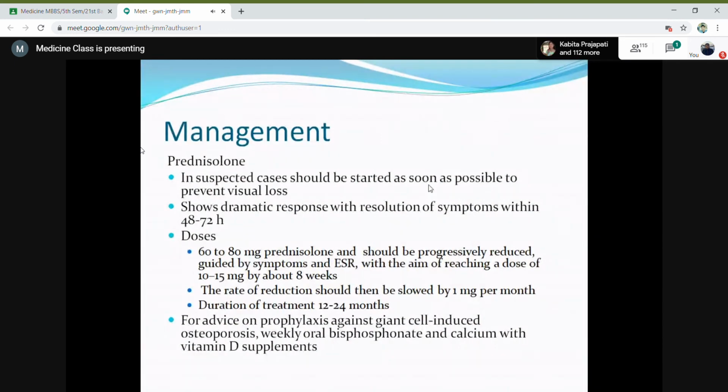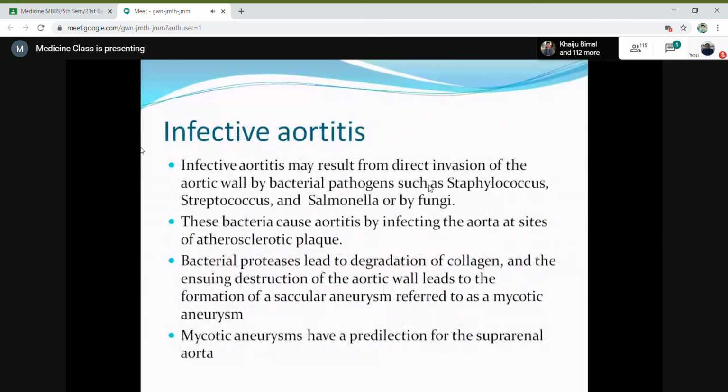It should be very slowly reduced by 1 mg per month, and the total duration of treatment should be 12 to 24 months. And for prophylaxis against steroid-induced osteoporosis, oral bisphosphonate and calcium with vitamin D supplement have to be given so as to prevent the osteoporosis.